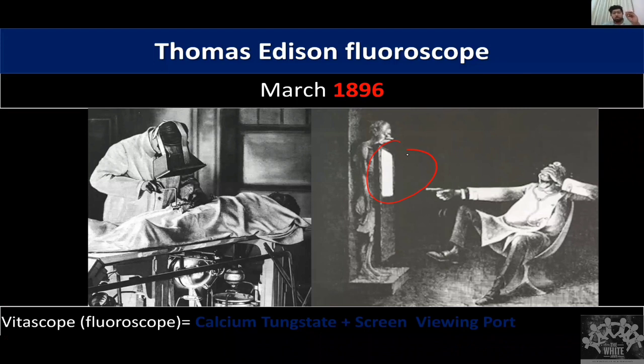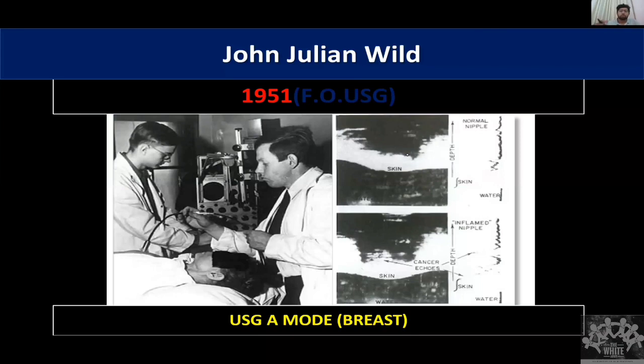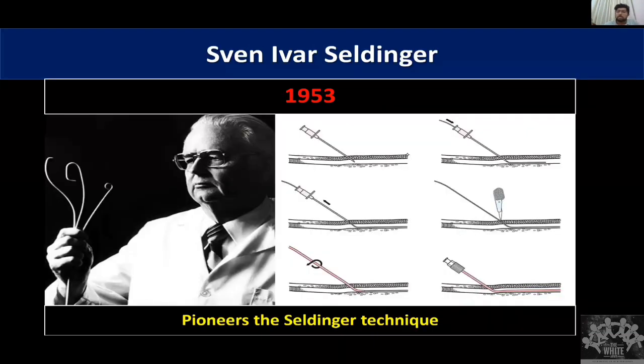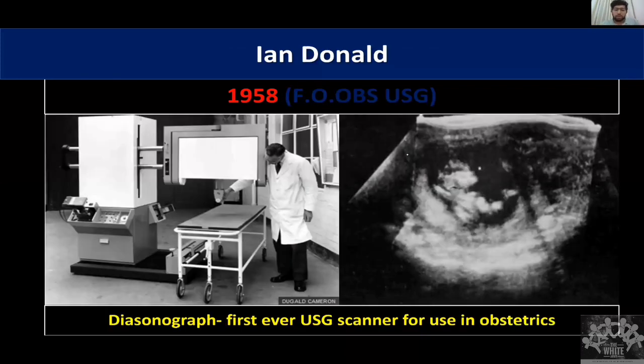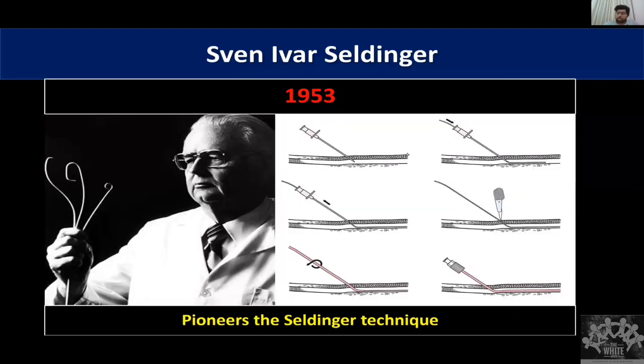Now, John Wild is the one who introduced ultrasound, and he is called the father of ultrasound. Whereas Ian Donald introduced ultrasound for the fetal assessment, so he is called the father of obstetrics ultrasound. Sir Ian Donald and John Wild are the two important scientists in the field of ultrasound. Seldinger's technique is a very famous technique, which is followed by all intervention radiologists as well as other interventionists who are entering the vessel. It was discovered by Seldinger, and he's one more scientist. So in ultrasound, we need to know about John Wild and Ian Donald.